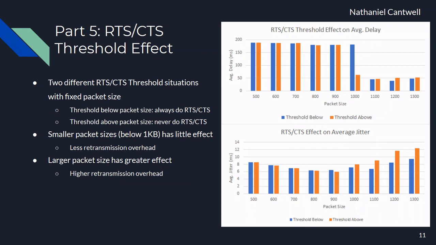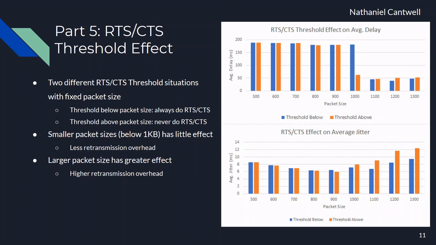So we can see from the delay sum, or the average delay, that for the smaller packet sizes below 1 kilobyte, there's little difference between the threshold being above or below the packet size. But once we hit 1 kilobyte, there is a little bit more difference. When the threshold is above, at say 1,200 bytes, we get a little bit more average delay than when it's below. This makes sense because if packets around 1,200 bytes are colliding, there's a larger retransmission overhead with no RTS-CTS.